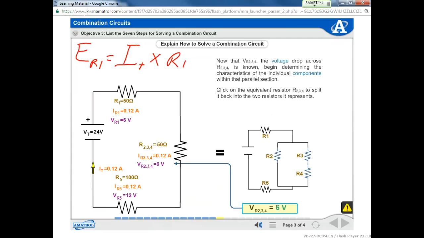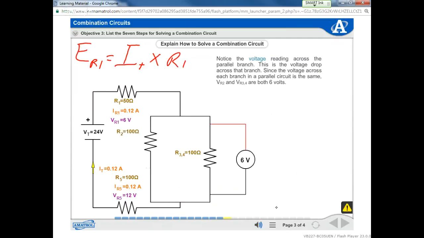Click on the equivalent resistor R sub 2, 3, 4 to split it back into the 2 resistors it represents. Okay, now we're going to split it back. We're going to split it up. There we go. This is the voltage reading across the parallel branch. This is the voltage drop across that branch.